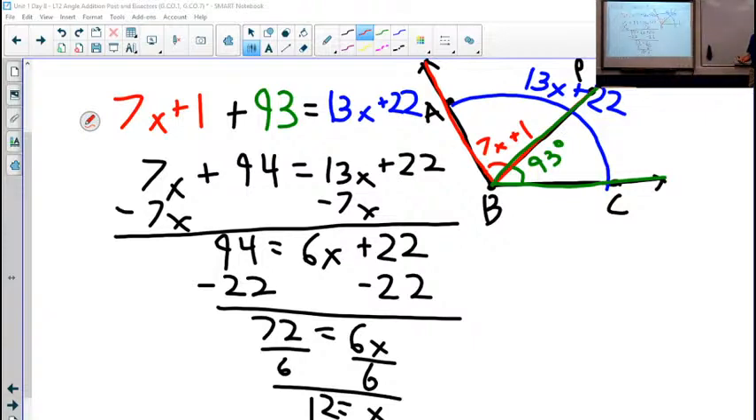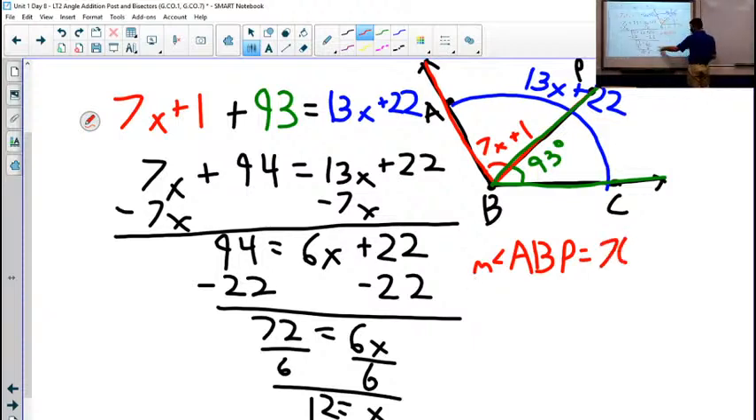Now we're going to take this and plug it into the pieces to make sure that what we're getting out is right. Measure of angle ABP. This is my red piece. 7x plus 1, so we're going to take 12 that we got for x and plug it in for x. 7 times 12 plus 1. 7 times 12 is 84, and 1 is 85 degrees.